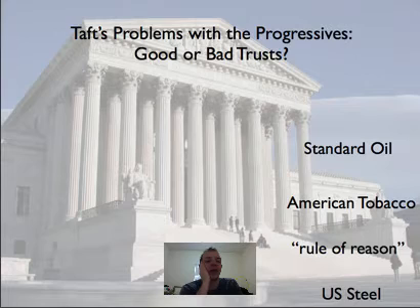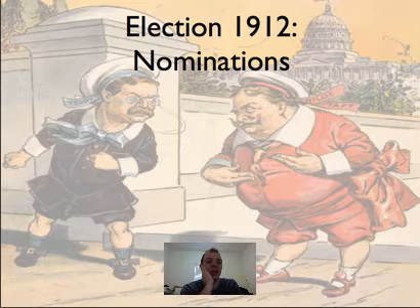Taft then has the federal government sue U.S. Steel. And he's suing them for a business merger that had been personally approved by Roosevelt when Roosevelt was in office. This upsets Roosevelt so much that he decides that he is going to run for re-election in 1912. So let's talk about the election in 1912.